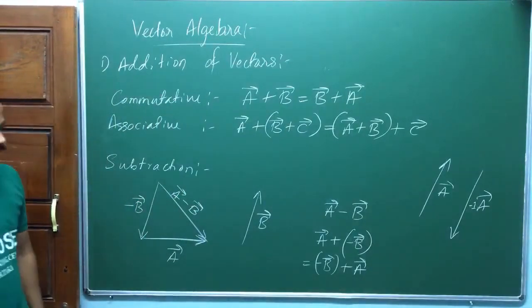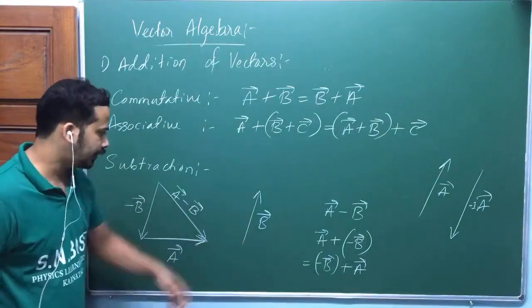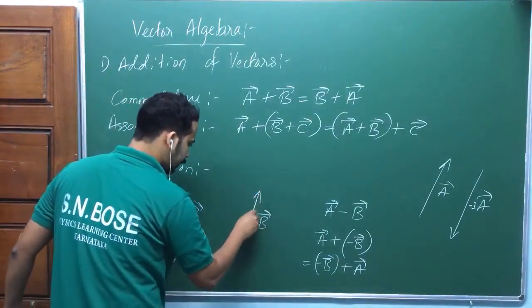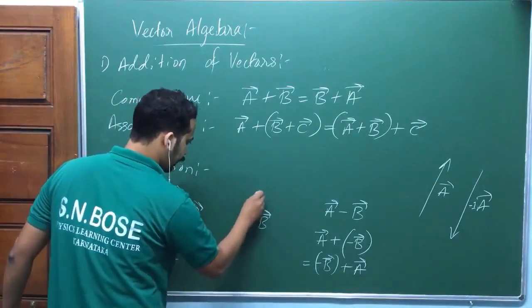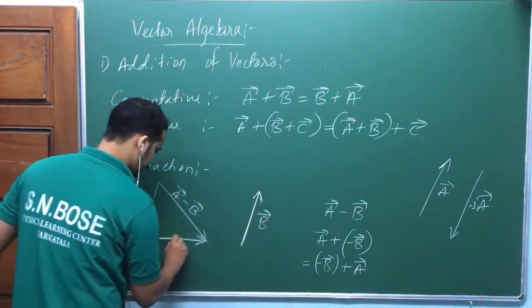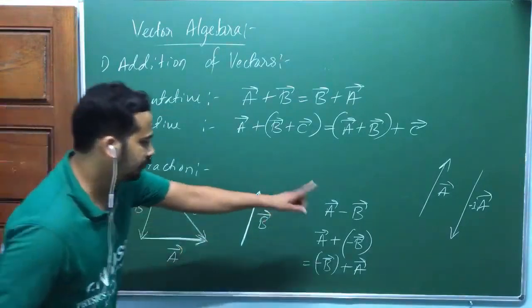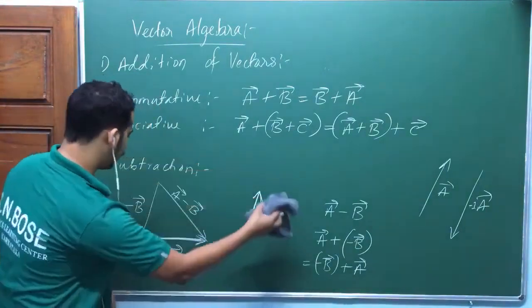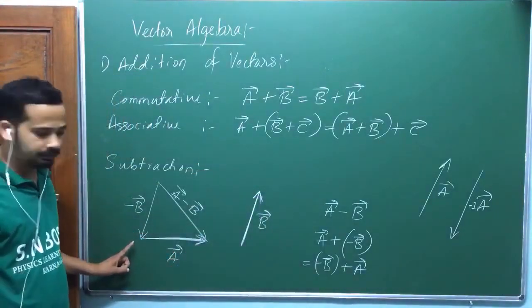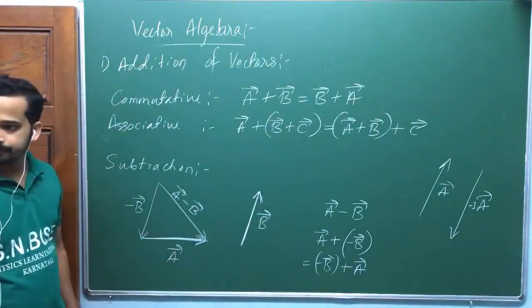Is that okay? I have vector A here, I have vector B here. These were my vectors initially. I wanted to find A minus B. I inverted vector B, minus B, and added it to A. Is that okay?